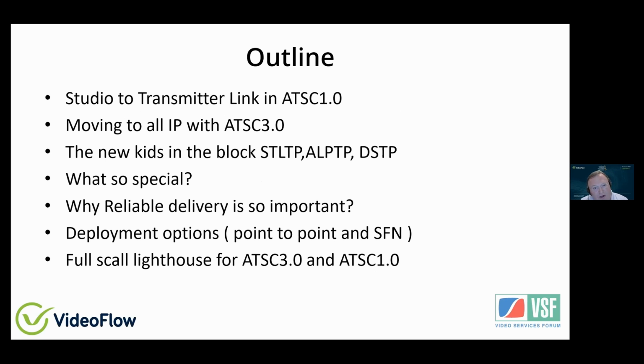So today I'm going to outline the studio to transmission link in ATSC 1.0, moving to an all IP with ATSC 3.0. I'm going to touch base on the new kids in the block, the STLTP, the RPTP, and the DSTP, what those crazy acronyms, what's so special about them? Why reliable delivery is so important? Deployment options like point-to-point and SFN, and full scale, I have a typo, Lighthouse for an ATSC and ATSC 3.0 and ATSC 1.0.